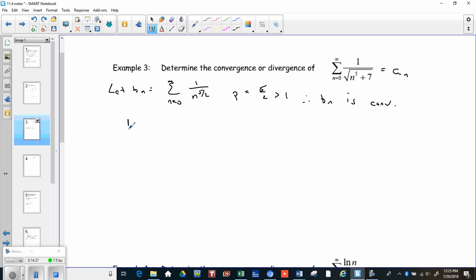So we can say that b sub n is greater than or equal to a sub n. Same thing as saying a sub n is less than or equal to b sub n. Doesn't matter. Therefore, a sub n is also convergent.